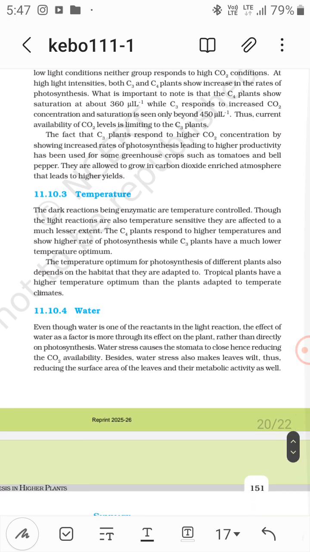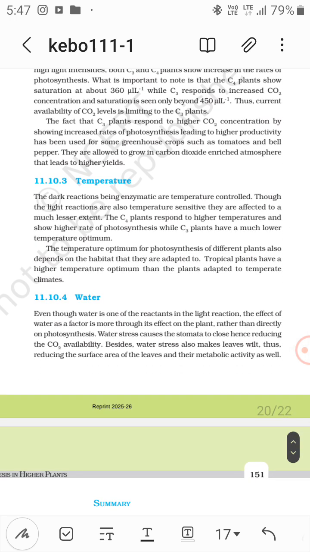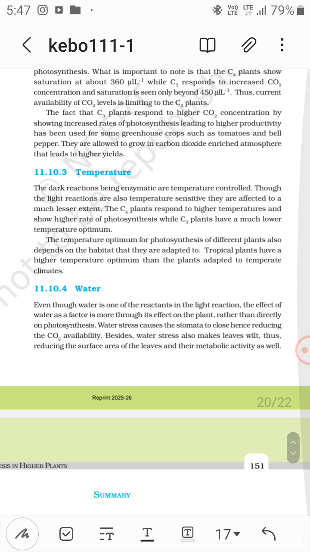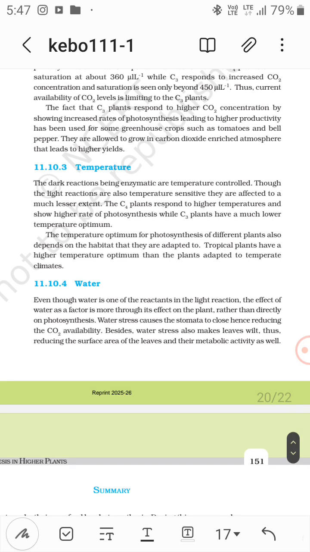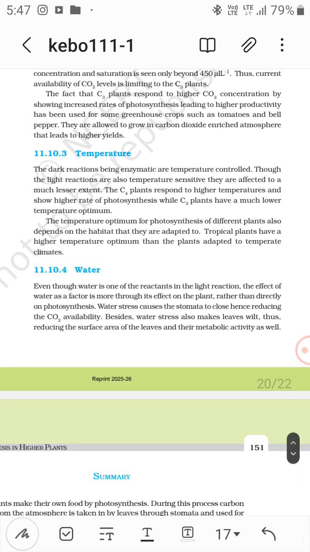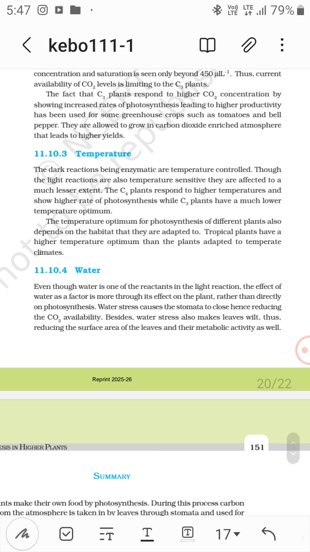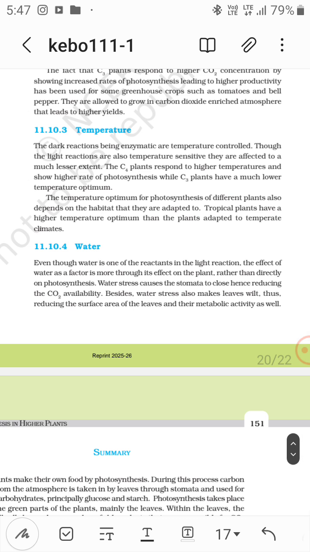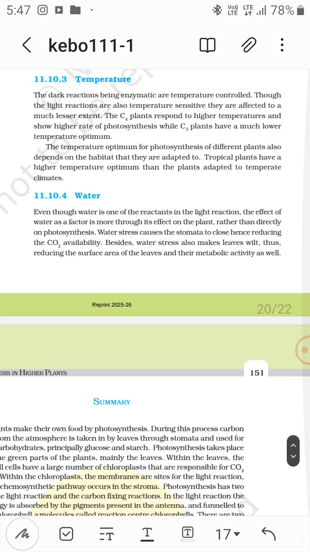Now, temperature. The temperature optimum for photosynthesis of different plants also depends on climate. Tropical plants have a higher temperature optimum than the plants adapted to temperate climates. C4 plants respond to higher temperatures and show a higher rate of photosynthesis, while C3 plants have a much lower temperature optimum. Now water.